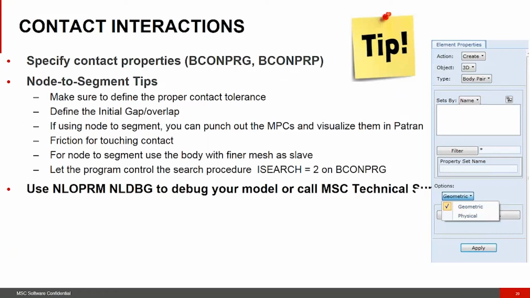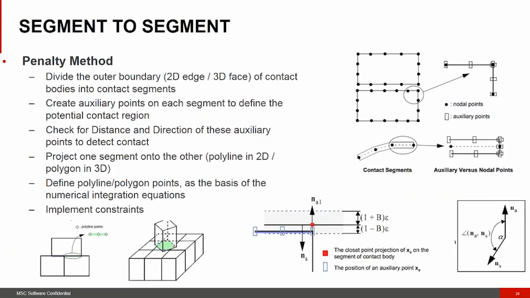So I also wanted to mention some items about the segment-to-segment method to you. This is a newer method, and it's a better method that we recommend to use because one main reason, as you can see, there is no slave to master. So that's the benefit of using segment-to-segment. How it works is rather than creating a node and rather than looking at the node to surface projection, it's going to divide the edge or face of your contact body into several segments. And on each segment, it's going to add some auxiliary points, as you can see here from the picture.